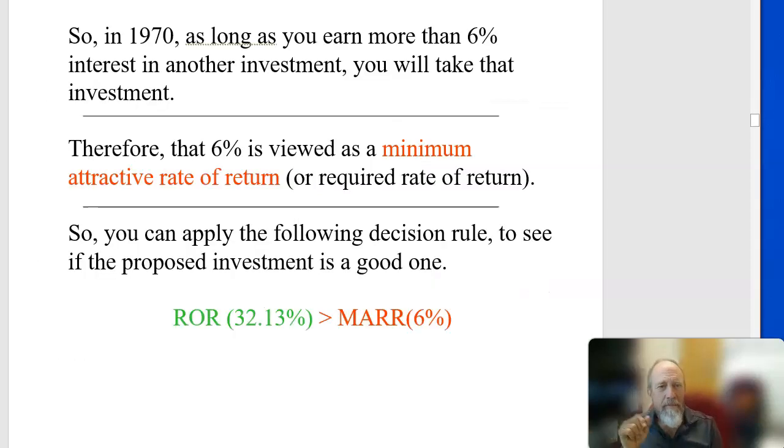So, in 1970, as long as you earn more than 6% investment, it's a pretty good investment. Okay, minimum attractive rate of return. That's the MARR. Okay, our return on investment. Okay, our rate of return on this one, pretty good thing.